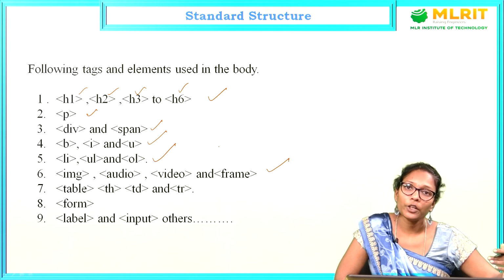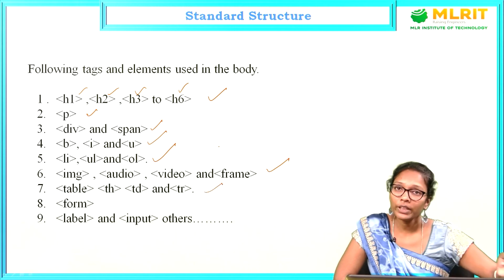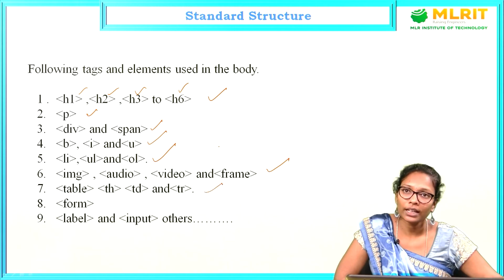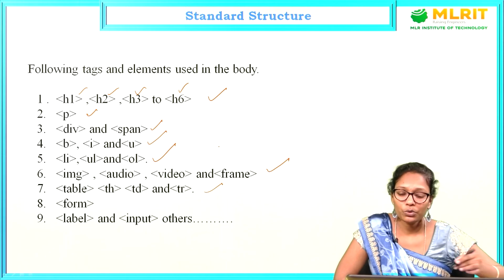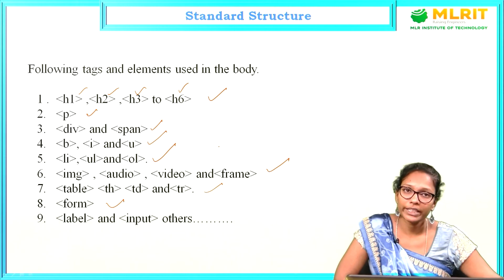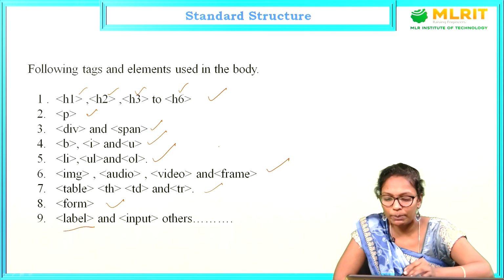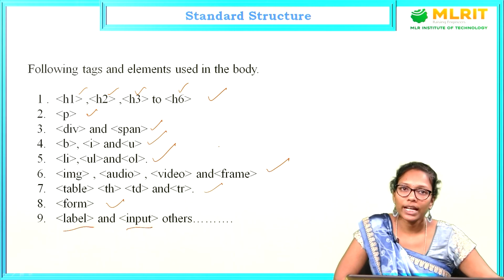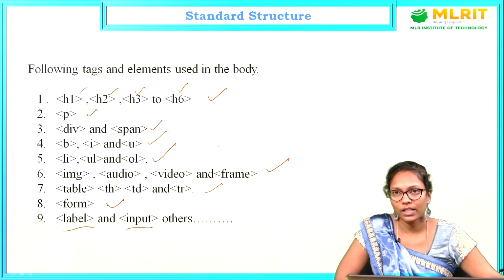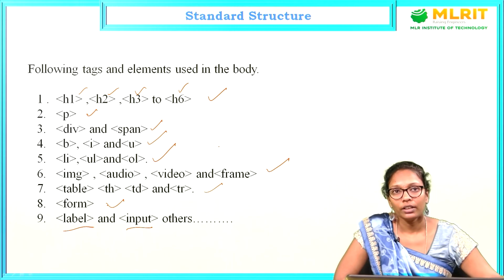If you want to divide your page into multiple frames, then you can use the frame tag. And if you want to create a table, you can use the table tag. TH stands for table heading, then table data, table row. By using all these tags, we can create a table. And if you want to create a form, an application form for any process or purpose, you can use the form tag, which includes label, input. So many other tags are there in the form tag itself. These things you can include in the body part according to your requirement.